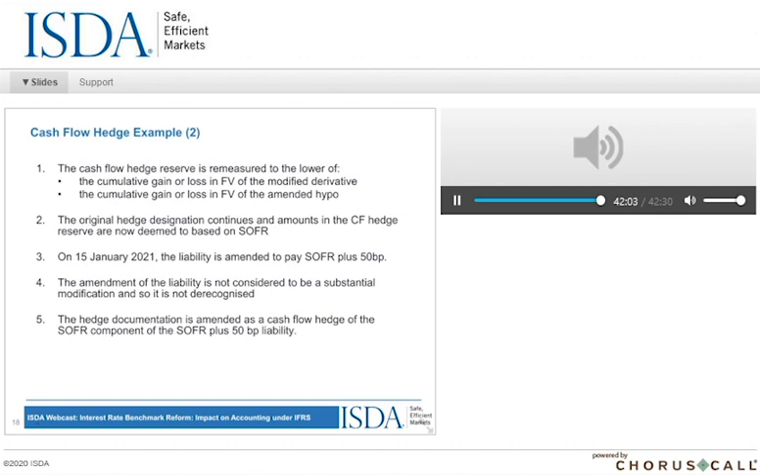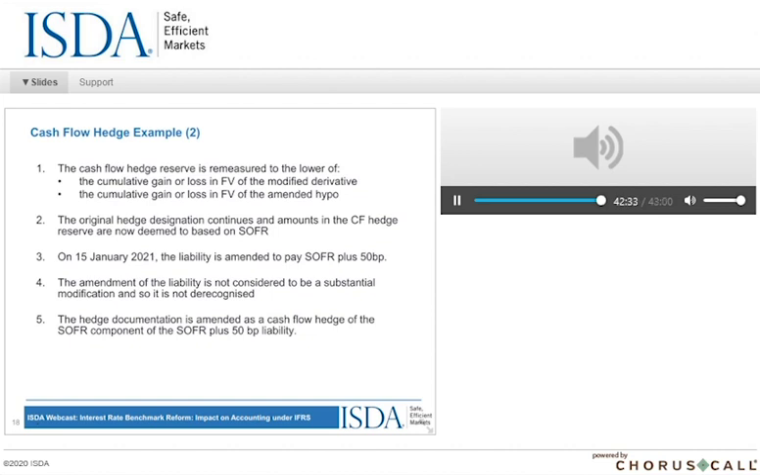The important point is that although we have changed the actual designation of the hedge, it is deemed to be the same hedge relationship, and therefore there is no discontinuation of the hedge relationship. Further, the amounts which previously have been accumulated in the cash flow hedge reserve are allowed to remain there and are now based upon SOFR.